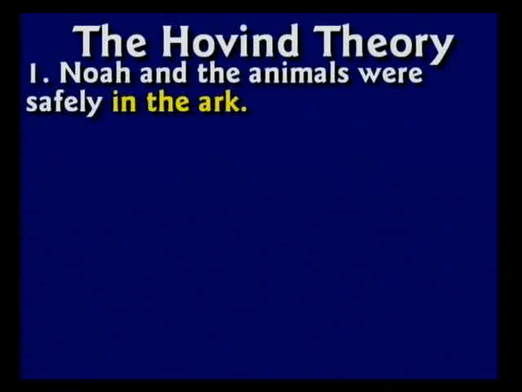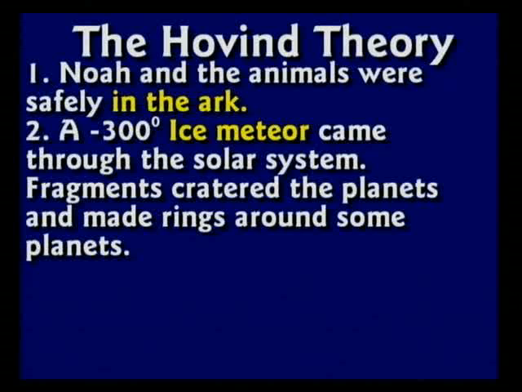Number 1, I think Noah and the animals got safely into the ark. God shut the door. Number 2, a 300-degree below zero ice meteor in space, full of ice comets, came flying through the solar system and began to break apart. As it broke apart, some of the fragments got caught and became the rings around other planets. Saturn, Uranus, and Neptune have rings around them, ice rings. We'll get into that in a minute. And some of the fragments hit the planets and caused craters like the moon, and some of the fragments hit the Earth and landed on the North and South Pole, freezing the mammoths.